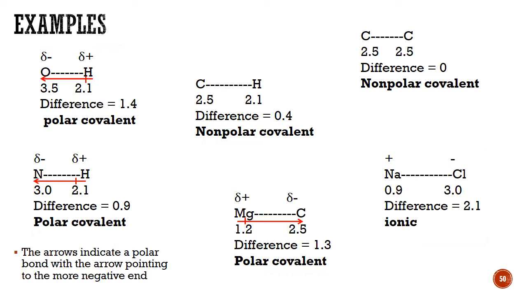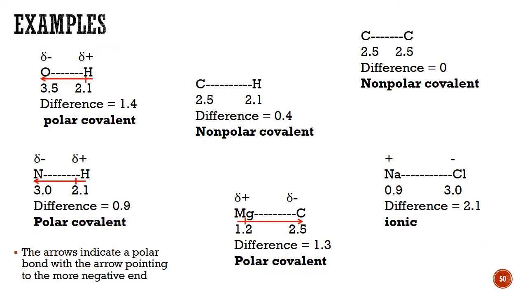Now the N-H bond: the N is 3.0, the H is 2.1, the difference is 0.9. So this is a polar covalent bond, greater than 0.5. The nitrogen is more negative and the hydrogen is more positive. The nitrogen has the larger number. All right, looking at Mg and C, this one works in the opposite way. Mg is the smaller number, 1.2. Carbon is larger, 2.5. If you find the difference, it's 1.3, which we know is greater than 0.5, so that's a polar covalent bond. This time the carbon is the negative end and the magnesium is the positive end.